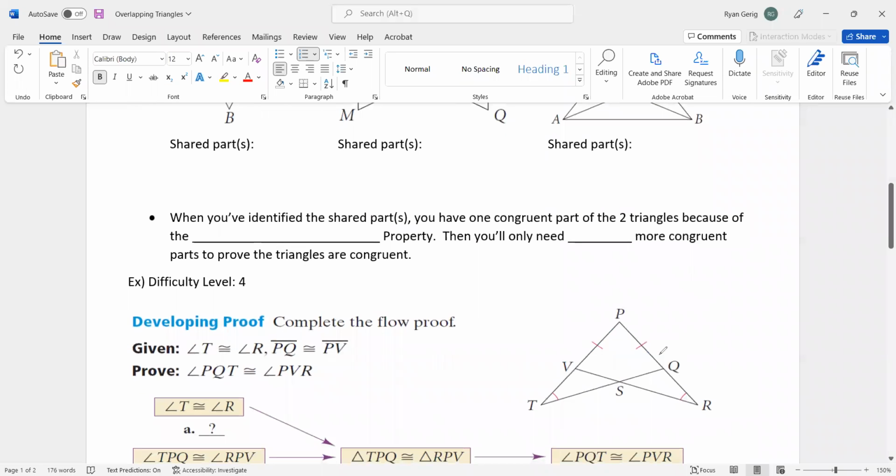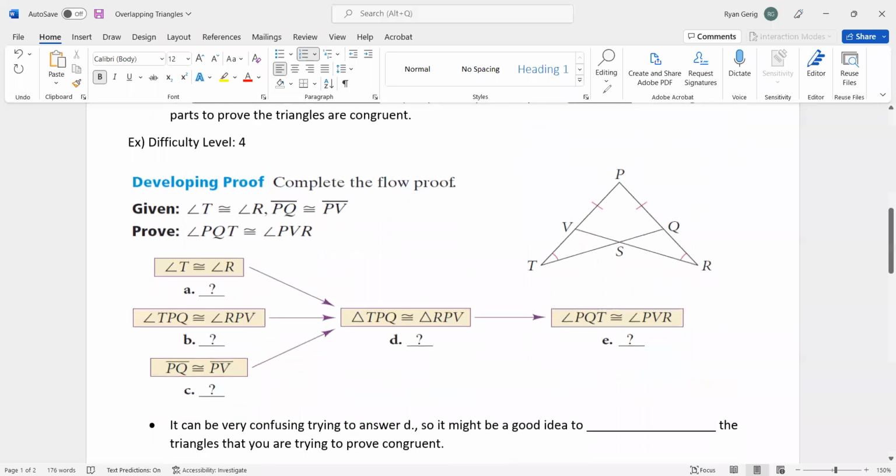When you've identified the shared parts, you have one congruent part of the two triangles because of the reflexive property. We use that a lot in these proofs. You should be used to that one by now. Since you have a congruent part by the reflexive property, now you only need two more congruent pieces to prove the triangles are congruent. Okay, so if you can find the shared part, you're saving yourself a lot of trouble.